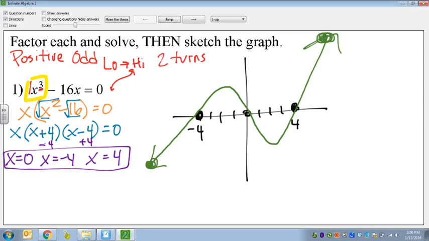So, most importantly though, factoring and solving is the bread and butter. You got to do that first. And then using the end behavior and all those different tools, you can piece together what the final graph would look like. Again, if you have a graphing calculator or some type of online graphing calculator, you can obviously figure out what it is. But if you're just doing a rough sketch, this would be good enough.